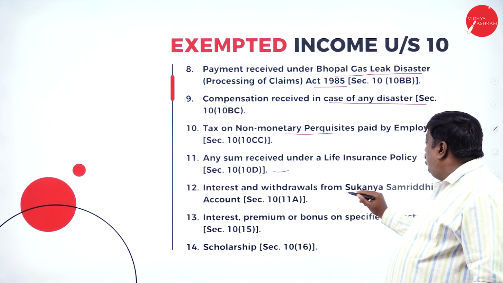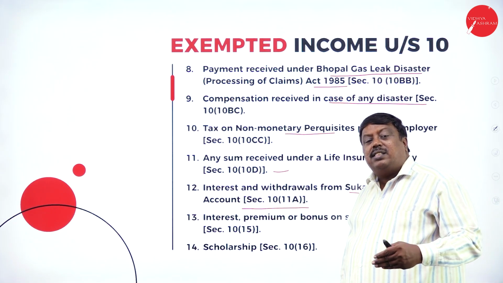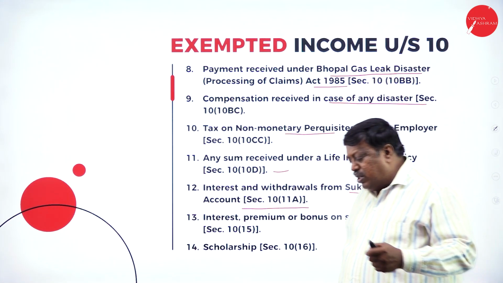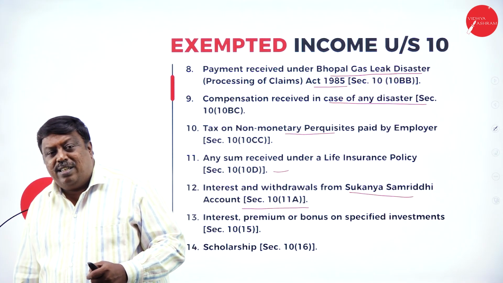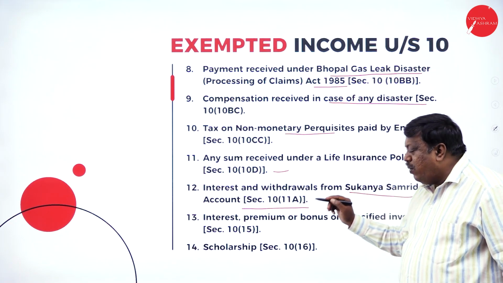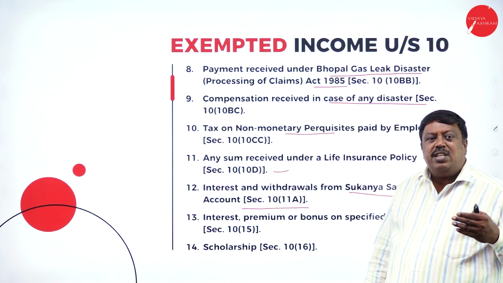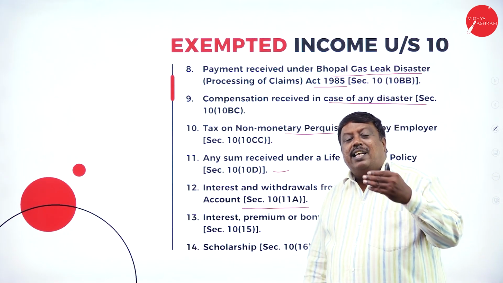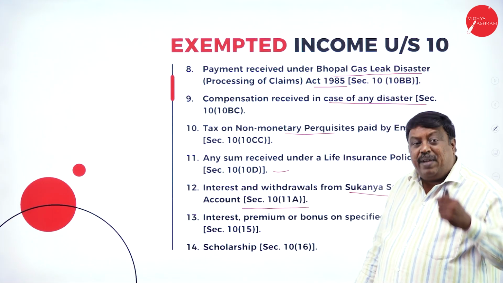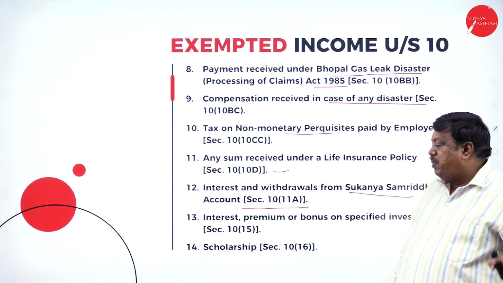Interest and withdrawals from the Sukanya Samruddhi account are exempted from tax, and this account is suitable for parents who have one or two children, girls, not boys here. Parents of a girl can invest under the Sukanya Samruddhi account, where they can benefit and it supports the girl child at the age of 18 years, 20 years and above. It is good and better to save money, and even whatever interest or withdrawals are made by the parents on the investment in the Sukanya Samruddhi account is not taxable, exempted.